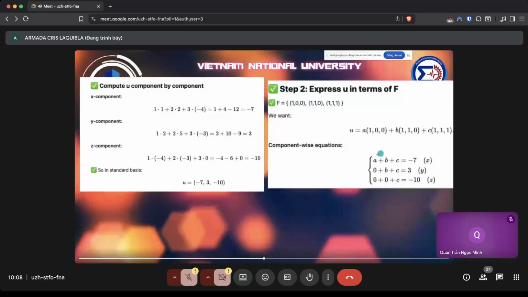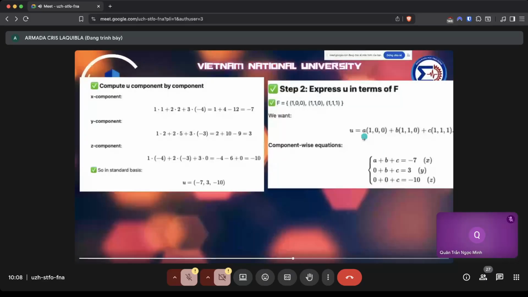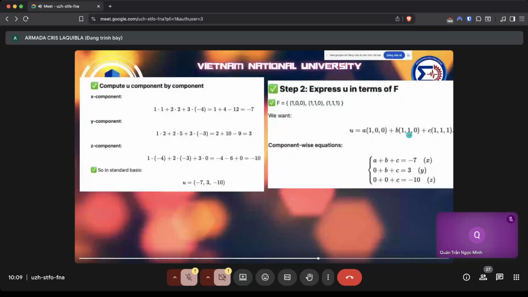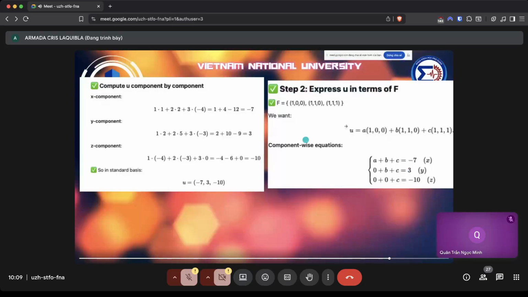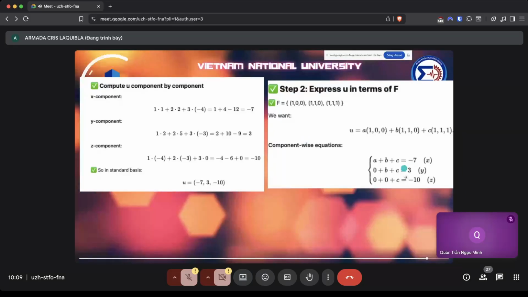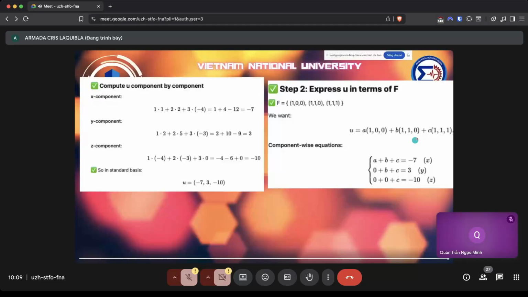A, B, C. Now next, there is no A, B, and we have C here. So 0 plus B plus C is equal to the second coordinate in your U, which is 3. So this is equal to 3. And the last one, we have 0 for A, then 0 for B, and we have 1 for C there. It's equal to the third component of U, which is negative 10. So this is very easy, class. Your C there is automatically negative 10.